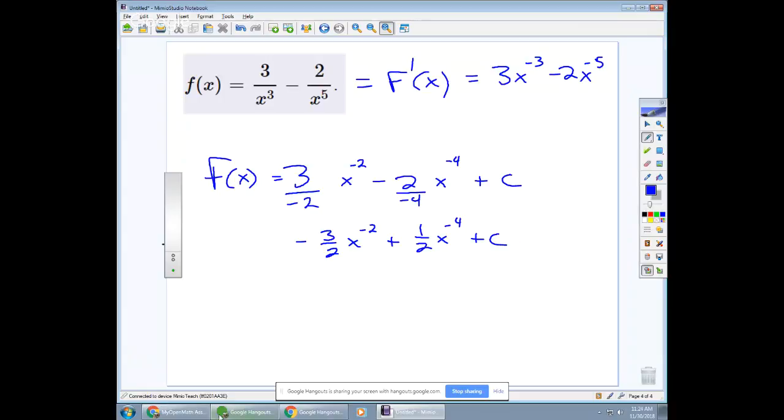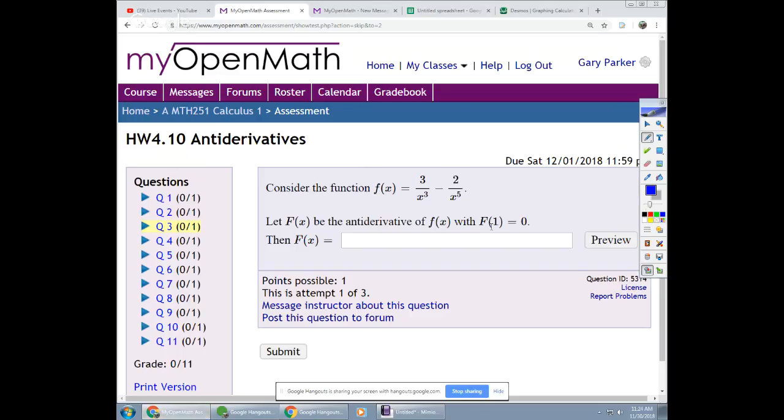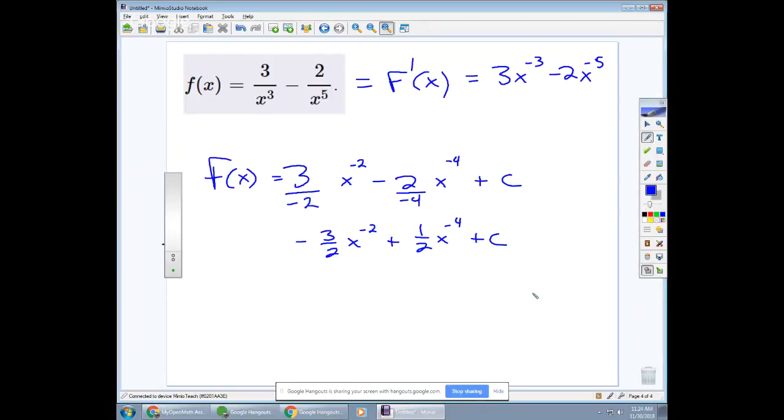And to deal with the constant, they told me that, hey, the original function, if you plugged in 1, you got 0. So let's plug in 1 and see what happens. So using the clue that f of 1 is 0, then we get 0 equals negative 3/2. 1 to the negative 2 is 1, plus 1/2. 1 to the negative 4 is 1. So I get a plus 1/2. So that gives me negative 1. So the constant must be negative 1.